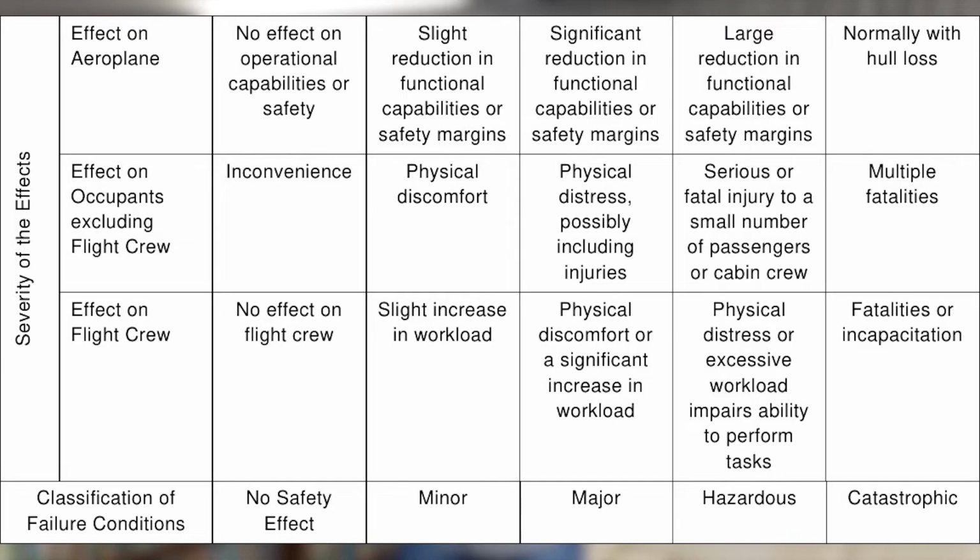In this table, you can see conditions according to the severity of their consequences, on a scale from 1 to 5, with 1 being no safety effect and 5 being catastrophic. For instance, if the failure condition causes fatalities or incapacities to the crew or the passengers, or causes hull loss to the aircraft, it is considered catastrophic.